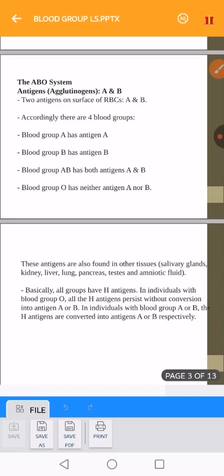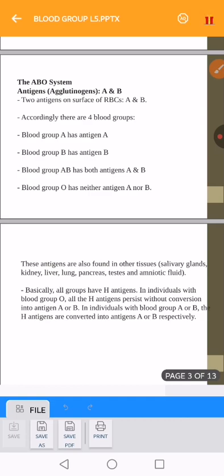So this antigen is also found in other tissues like the salivary gland, kidney, liver, lung, pancreas, testes, and amniotic fluid, not just on the surface of the RBCs. Basically, all groups have H antigen. In individuals with blood group O, the H antigen persists without conversion. In a person with blood group A, their H antigen converts to A, and in a person with blood group B, their H antigen converts to B antigen.